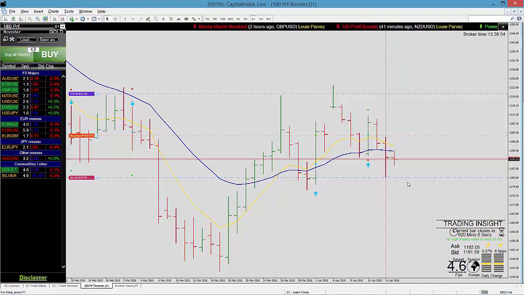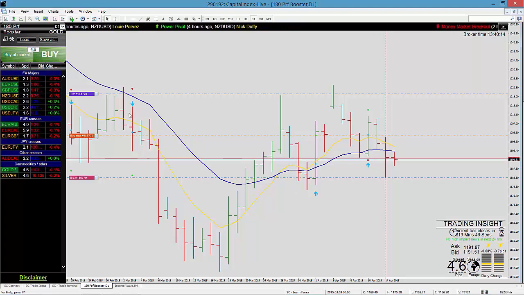Bearing in mind with this 180 profit booster, you're always going to be placing an order because we don't know exactly when the trades are going to get triggered. And the beauty of an order is that you haven't got to be there all day waiting for it. You can place an order just like this, walk away from the screen, come back tomorrow, and you can see whether or not you've been triggered into the trade.